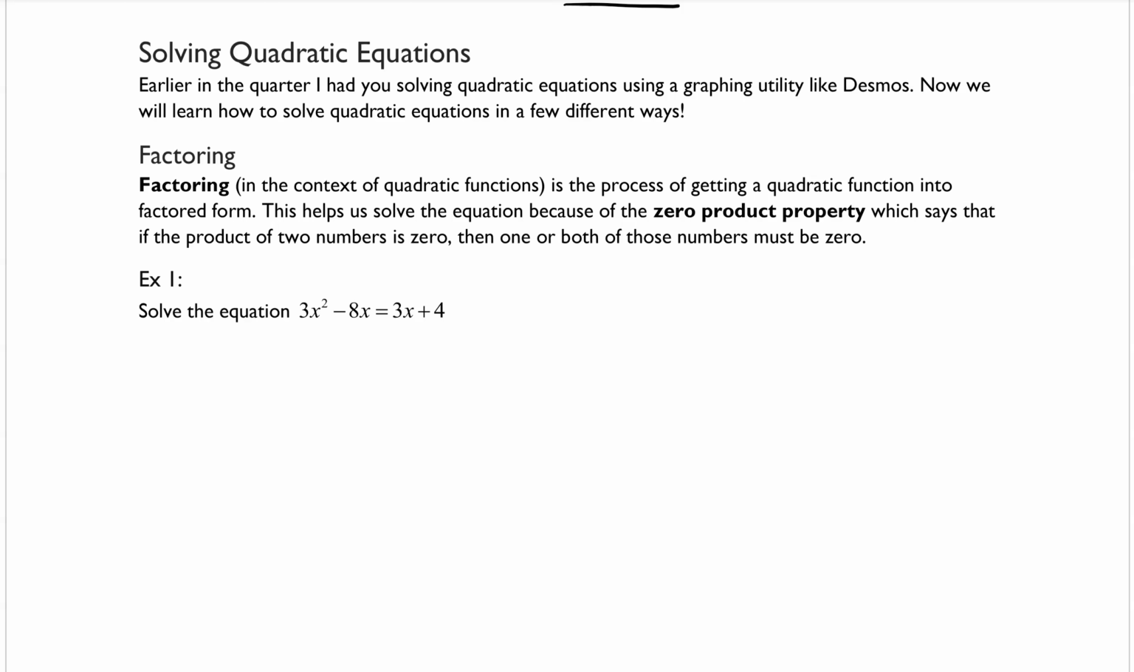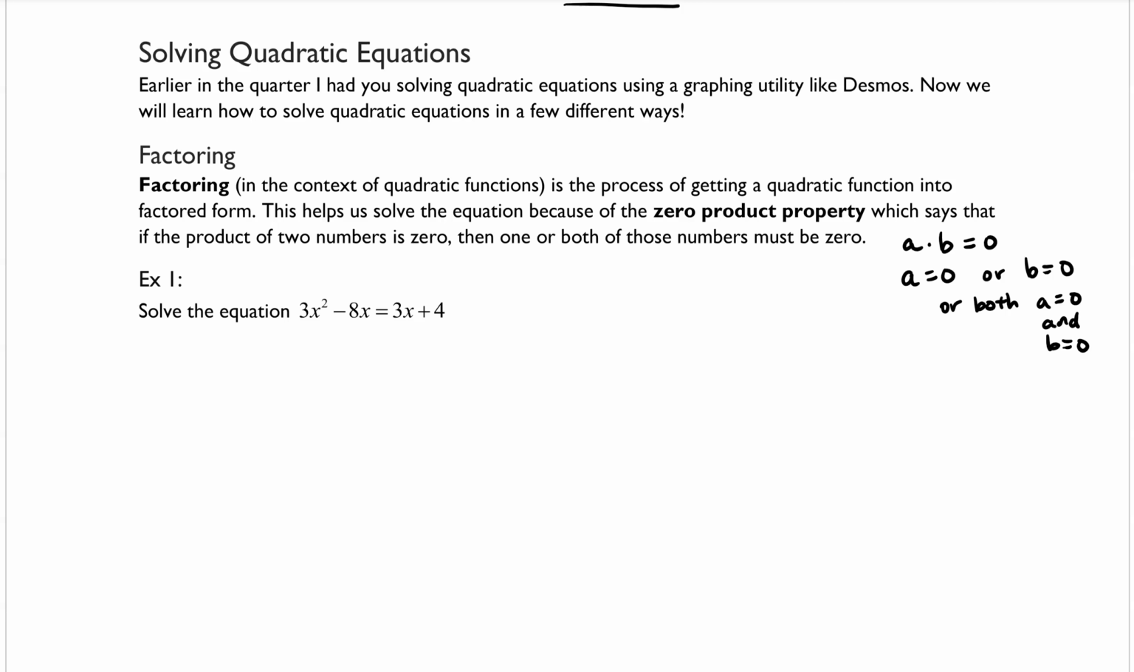And this helps us solve the equation because of something called the zero product property, which says that if the product of two numbers is 0, then one or both of those numbers must be 0. So let me just kind of write out further what that looks like. So if I have a times b equals 0, the zero product property says that either a equals 0 or b equals 0 or both a equals 0 and b equals 0. I'll show you why in a minute that is helpful for us.